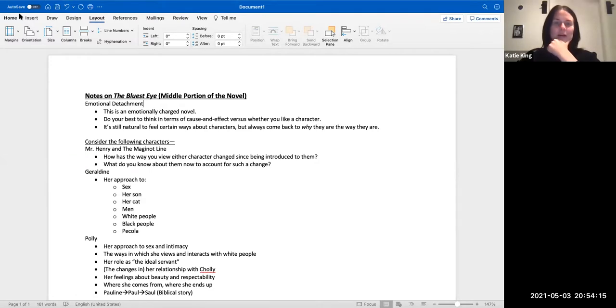So here are some notes on, again, the middle portion of The Bluest Eye. Before we talk about characters, there's one thing I want you to try and attempt with this novel. It's really hard to do so because inevitably emotional reactions will come up. This book elicits a lot of emotion out of its readers. That's just to be expected.